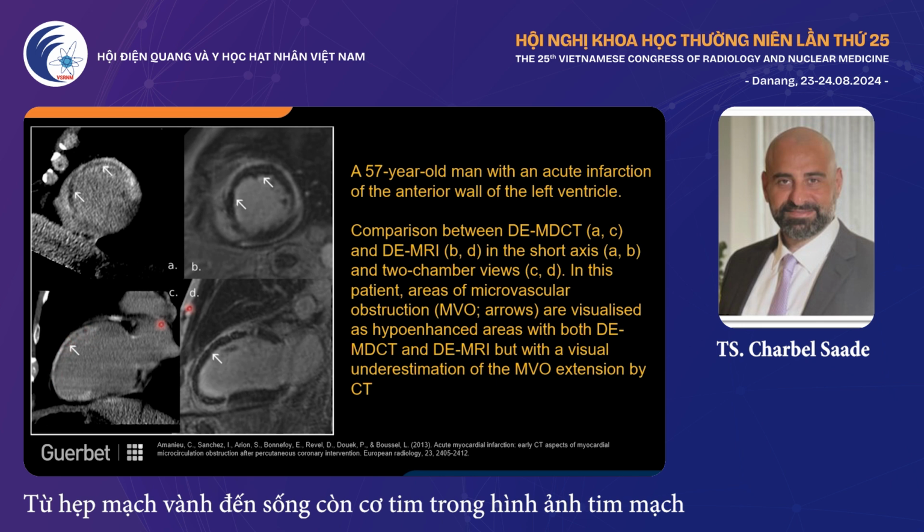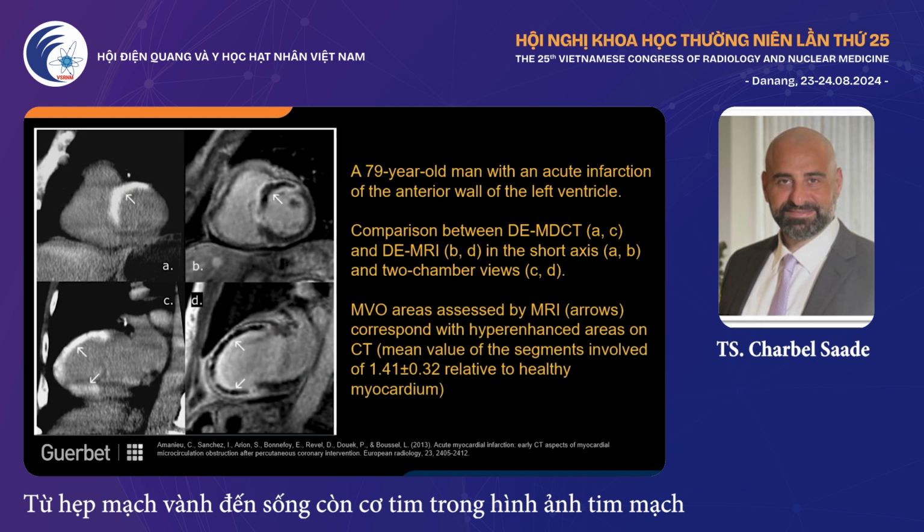Now, when you come to look at cardiac MRI, it's a very small, subtle finding. So in this case, CT did show it quite nicely. However, you can actually see there are hyper-enhanced areas with both CT and MR, but with visual underestimation of the microvascular obstruction on CT compared to MR.